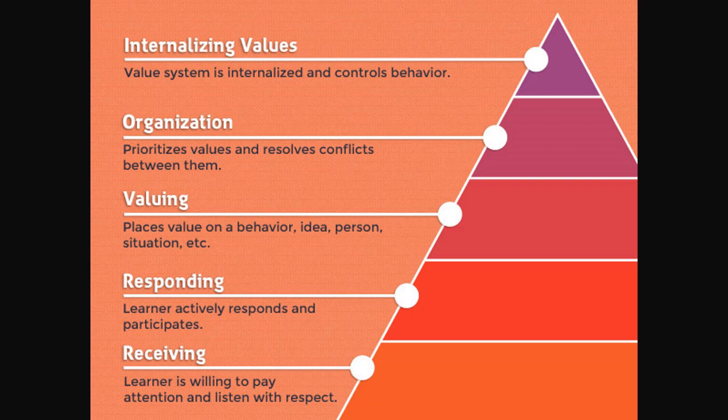As you see in the figure, the affective domain is divided into five levels, which are receiving. Learner is willing to pay attention and listen with respect. Responding, learner actively responds and participates. Valuing, places value on a behavior, idea, person, or situation. Organization, prioritizes values and resolves conflicts between them. Internalizing values, value system is internalized and controls behavior.